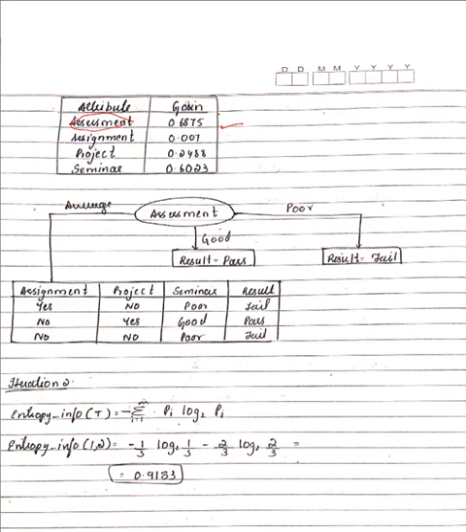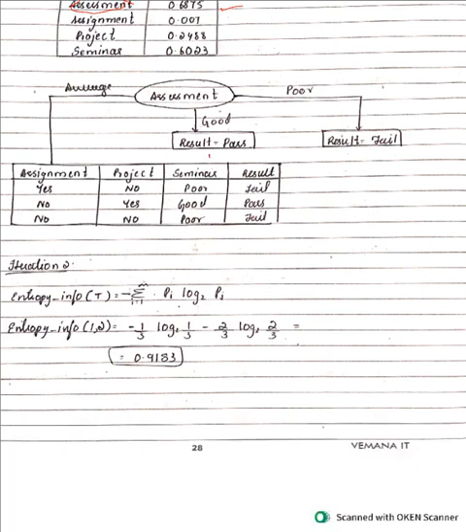So now we construct the tree. Assessment has three categories: average, good, and poor. Good and poor will directly yield a leaf node, that is, pass and fail. Okay, so the result should be pass or fail. That is the prediction. But if you see average, what does average have? It has a combination of both fail and pass. It does not yield a leaf node.